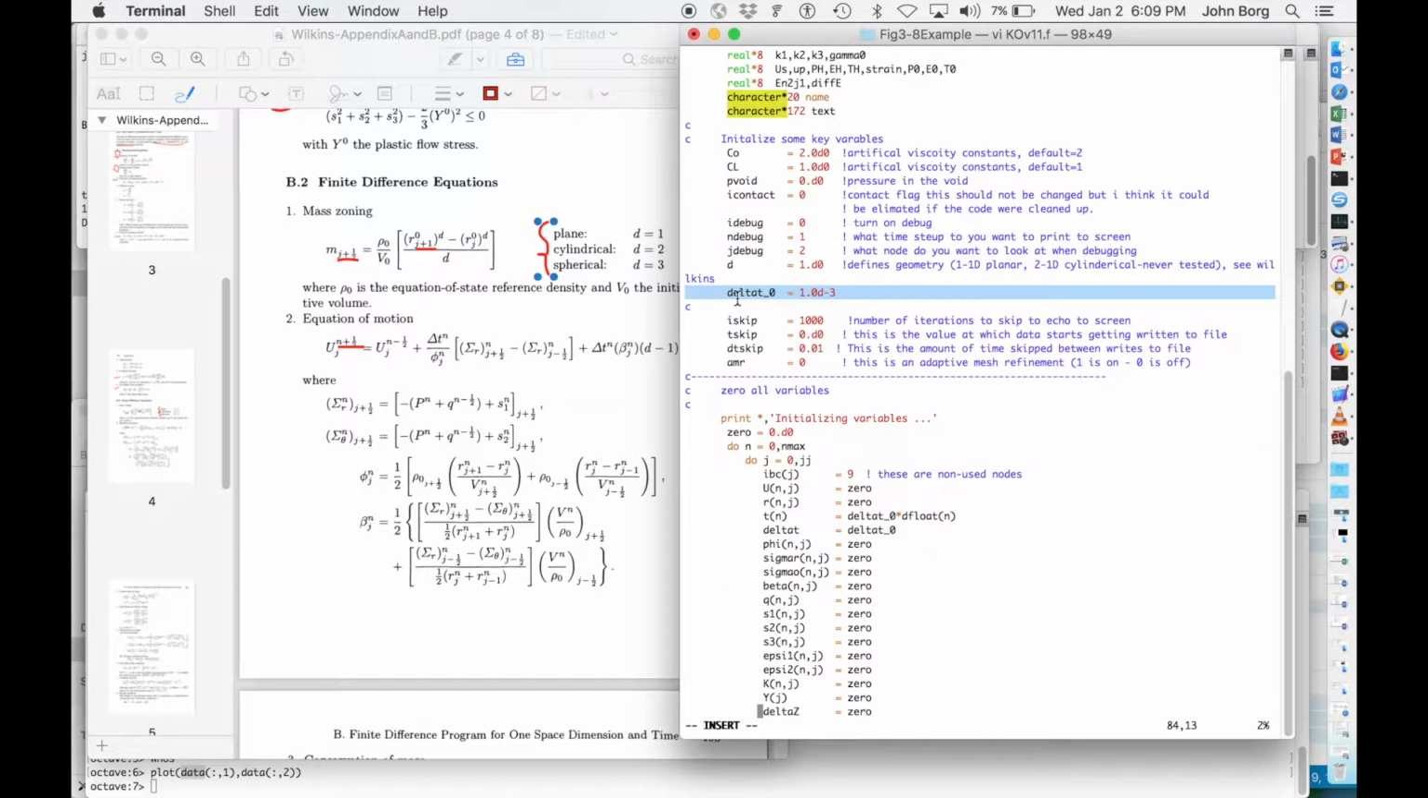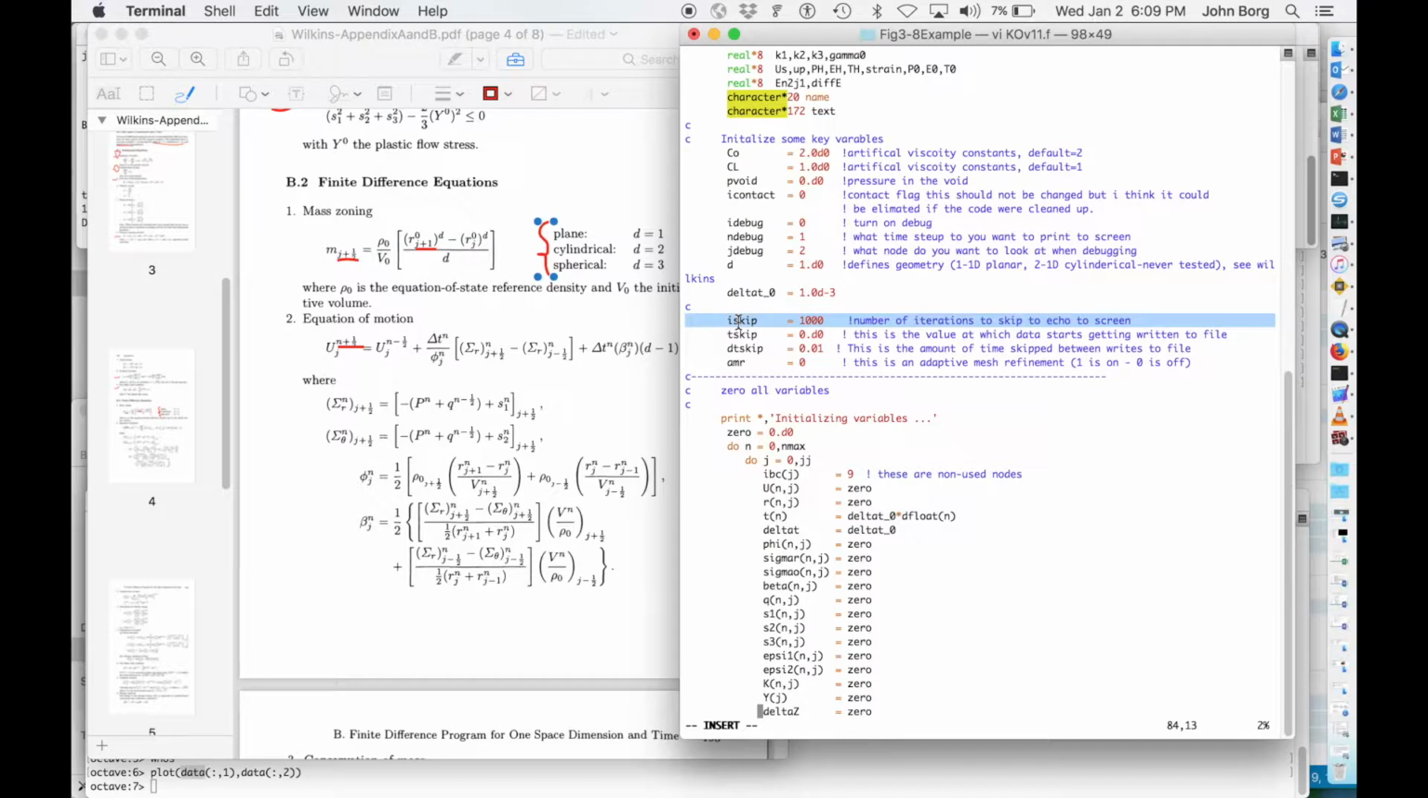Let's see, this is the initial time step. It has a von Neumann, it has a Courant stability criteria built in, so the time step will vary. But initially I just set it to something small, so we can get going here.